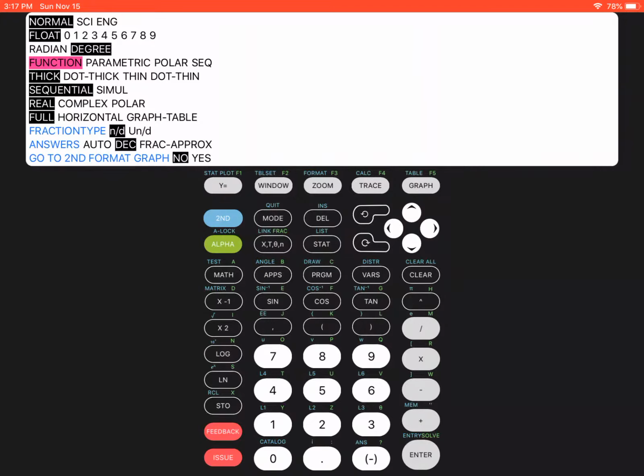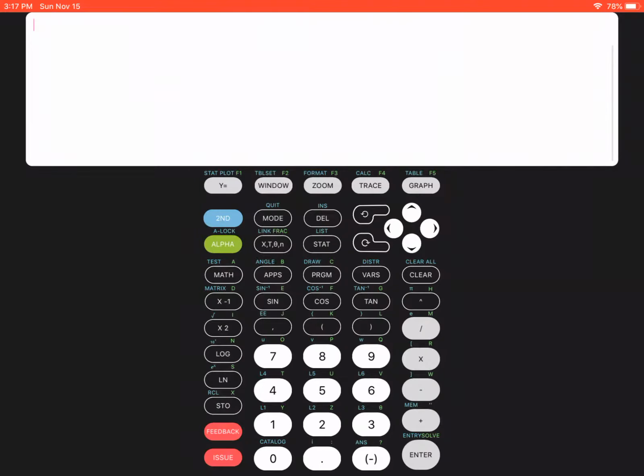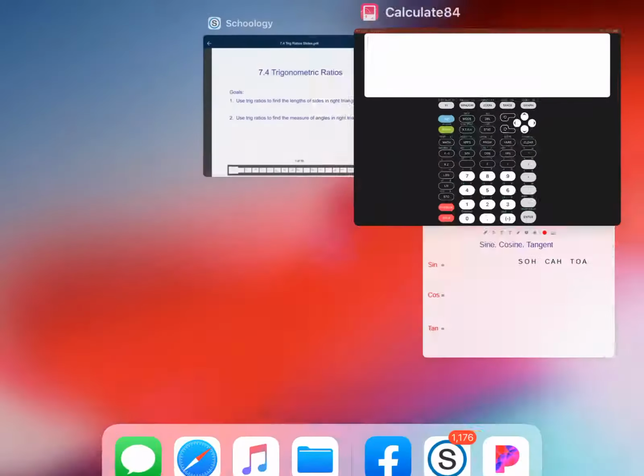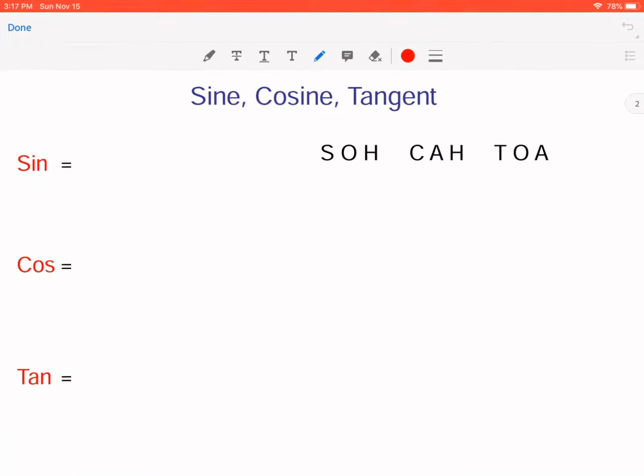All right, and then to get back to a clear screen, hit the second button, and then the button to the right of it that says quit, right above mode, and that'll give you a clear screen. So I'm going to hit second and quit. Now I'm back to a clear screen. Now I'm ready to go. Okay, so make sure you do that on your calculator. Make sure you have a calculator, or there's no way you're going to be able to solve these problems.